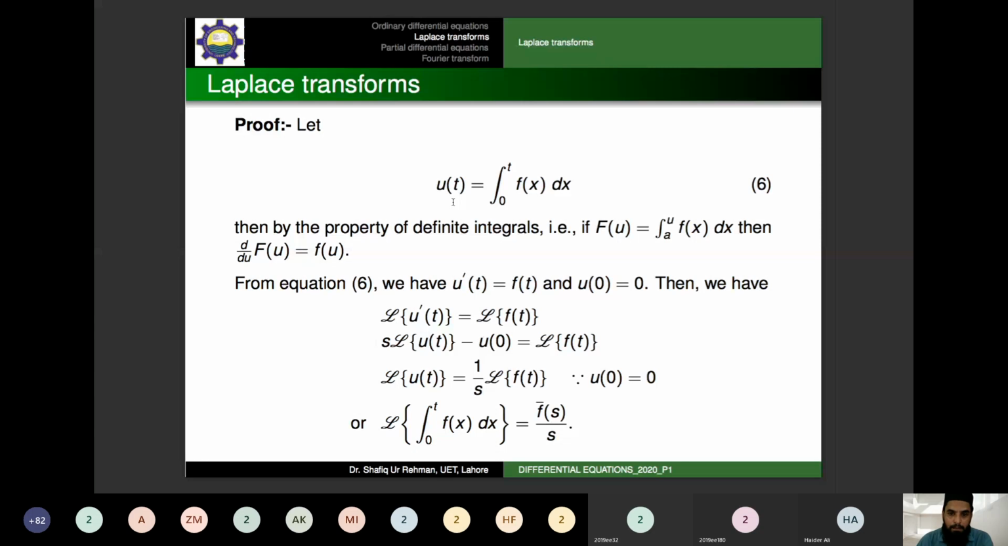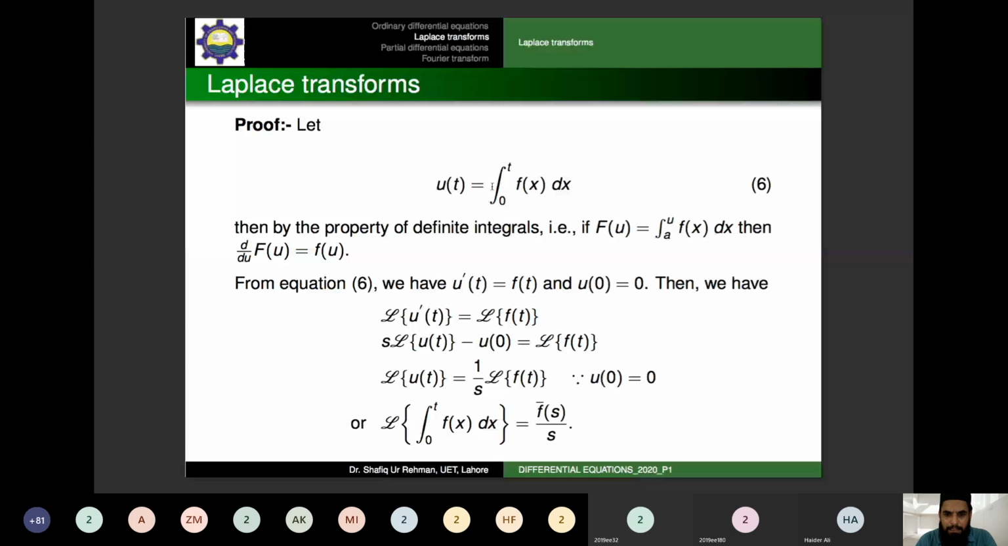And since we know that the outcome from the right hand side will turn out to be a function of t, this is how we have u of t. If you integrate the right hand side, whatever the outcome is, because the upper limit is a variable, eventually the outcome is going to be a function of t. This is our assumption.